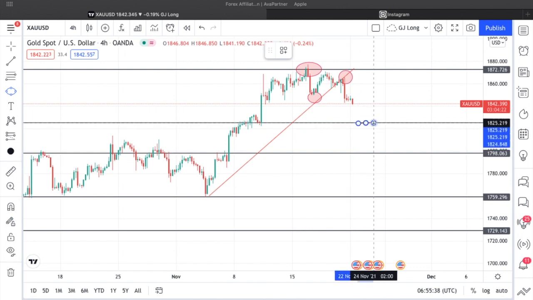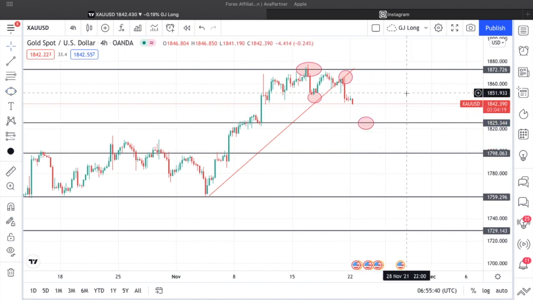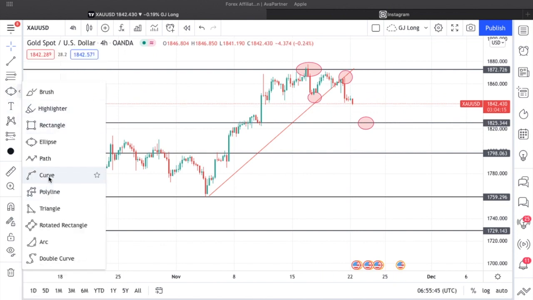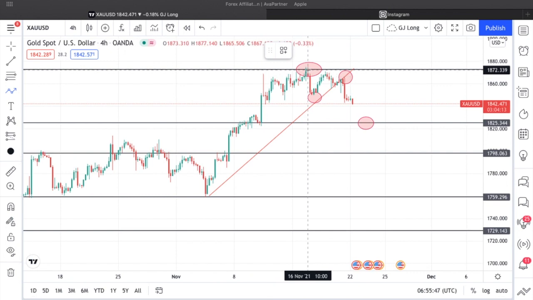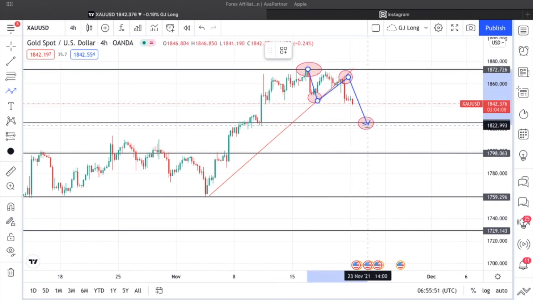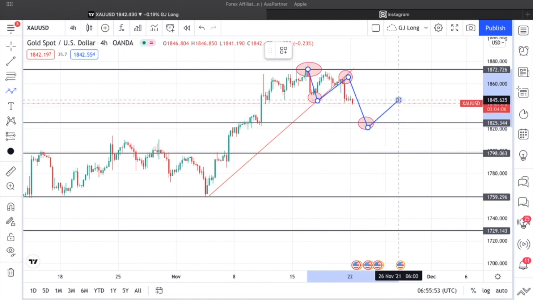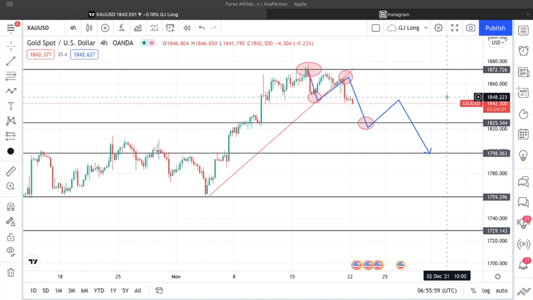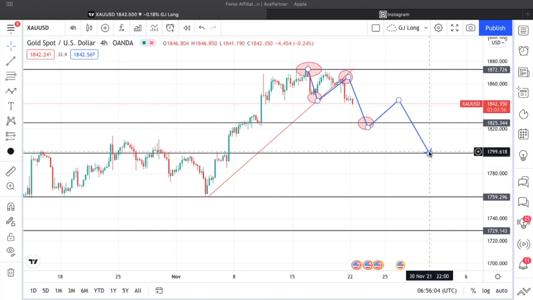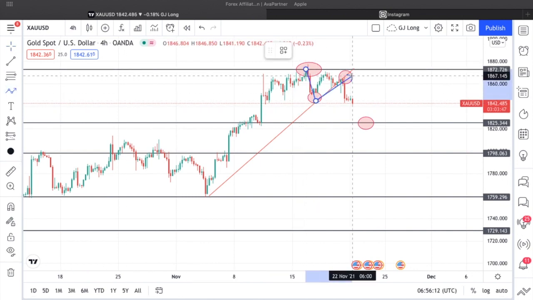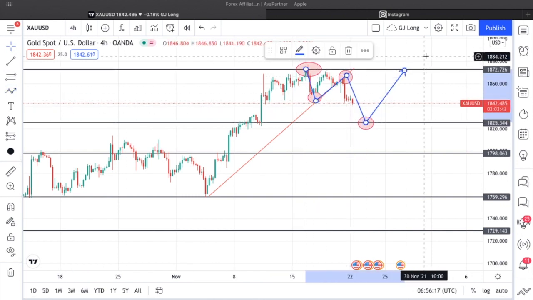And as you can see, it's starting to form properties of a downtrend. Because what I noticed is that it is starting to form lower highs and lower lows. So I anticipate that it's going to continue to fall in that fashion. So that's the path I'm anticipating it's going to take.